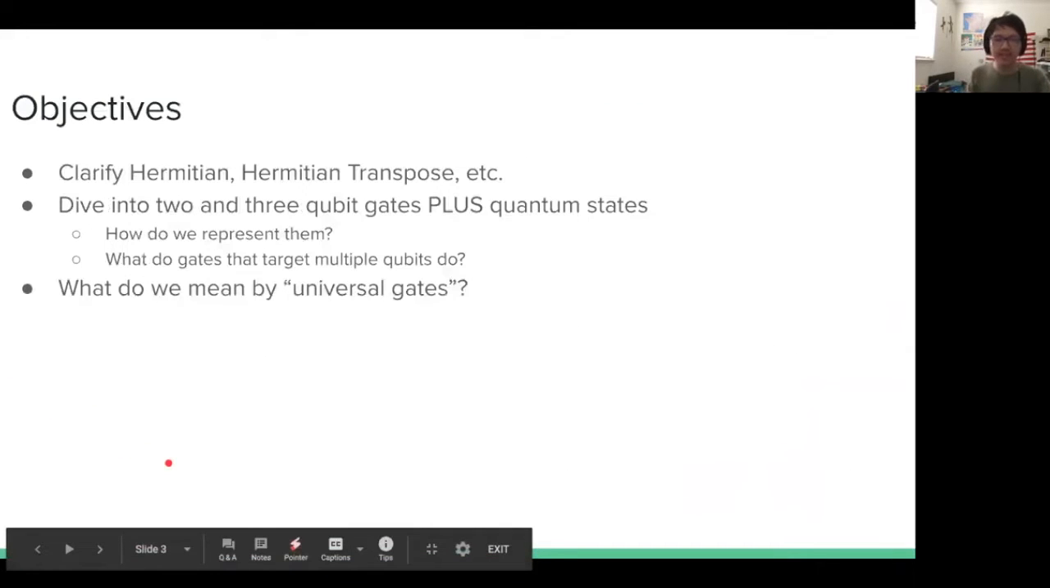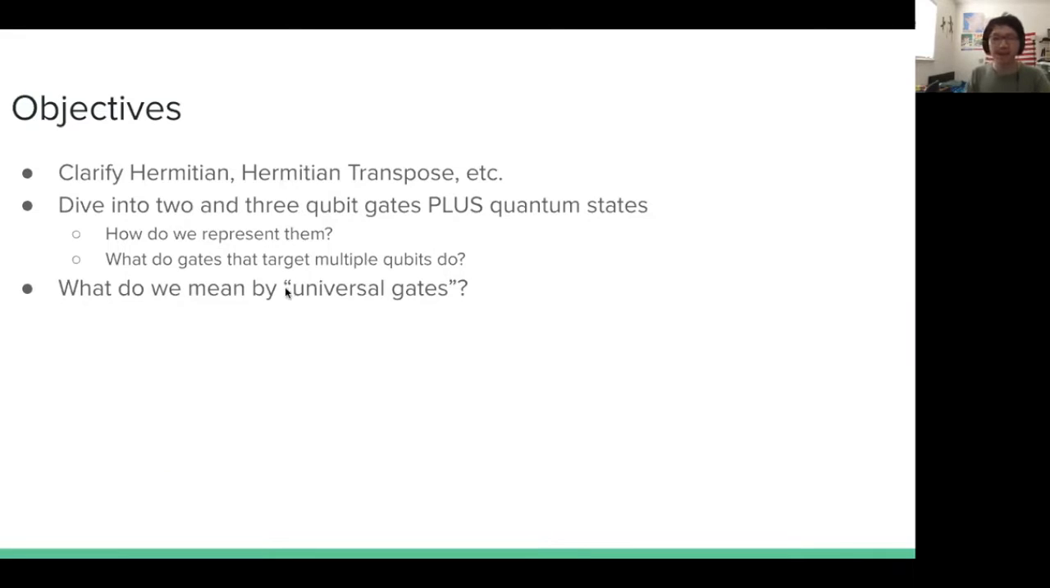So here are some objectives that I had for today. Amir comes to a lot of the workshops, and he pointed out an error or problem with my prior workshop, which is that my explanation for what it means for a matrix to be Hermitian, a Hermitian transpose, was a little sloppy. So I've opted to spend some time today to clarify that and really solidify our understanding of what that means. Furthermore, we're going to dive into 2 and 3 qubit gates plus quantum states.